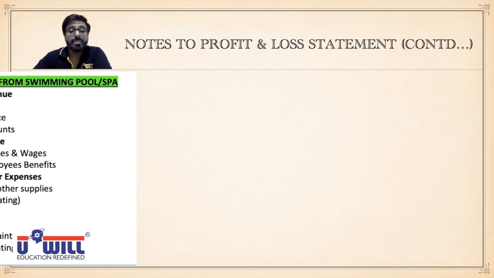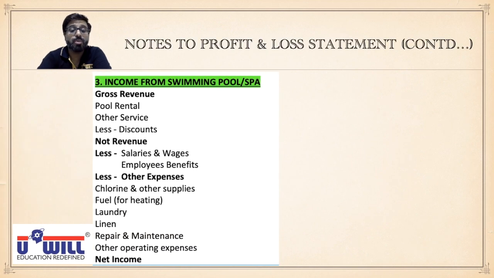Then third is income from swimming pool or spa. Gross revenue, pool rental and other services, less discounts, net revenue will go in which column? Sales column. Less salaries and wages and employees benefit will go in which column? Employees benefits column. Less other expenses will make the note. So what all other expenses will be included in swimming pool or spa? Chlorine and other supplies, fuel for heating, laundry, linen, repairs and maintenance and other operating expenses.